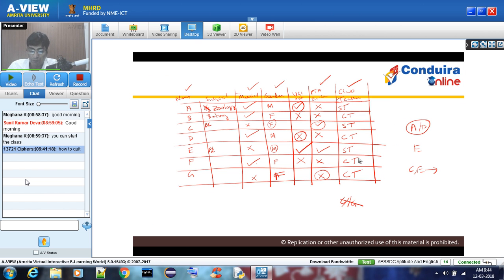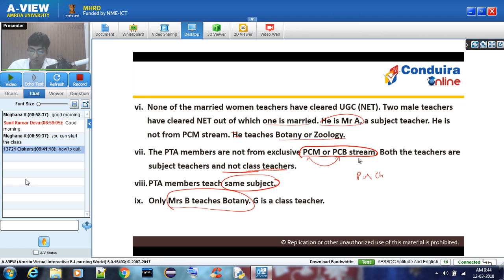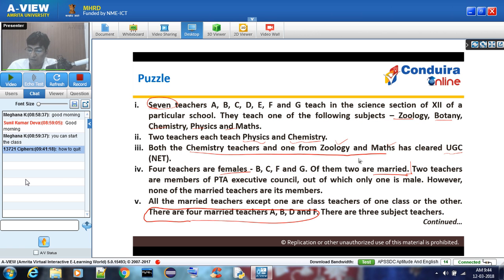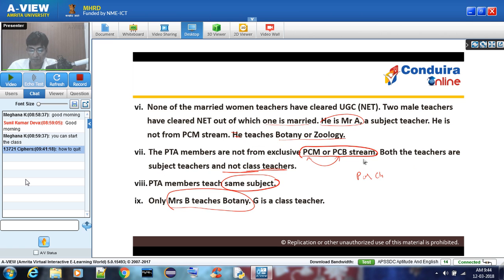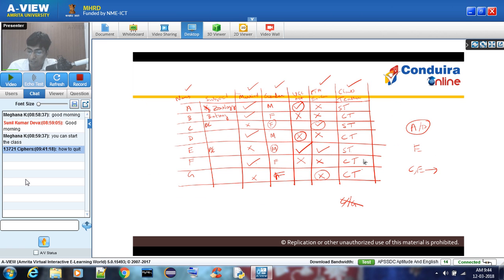What do we know? Both the chemistry teachers and one from zoology and math cleared UGC net. So who are the people who cleared UGC net? We need to pick 4 people, which means three of them did not clear the exam, and I already know who are the people who did not clear.